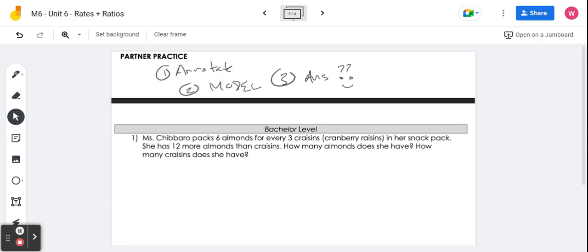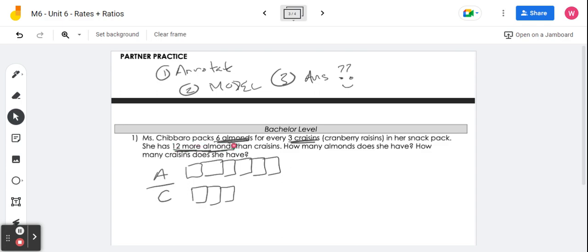So, number 1, annotate. What are we annotating? We're annotating, hey, what are the things that we are comparing? In this case, almonds and craisins. We see that there's 1, 2, 3, 4, 5, 6 almonds for every 1, 2, 3 craisins. We are told that she has 12 more almonds than craisins. So 1, we have our annotations. 2, we have our model. We're told there's 12 more almonds than craisins. Now we want to answer the question, how many almonds does she have? How many craisins does she have?